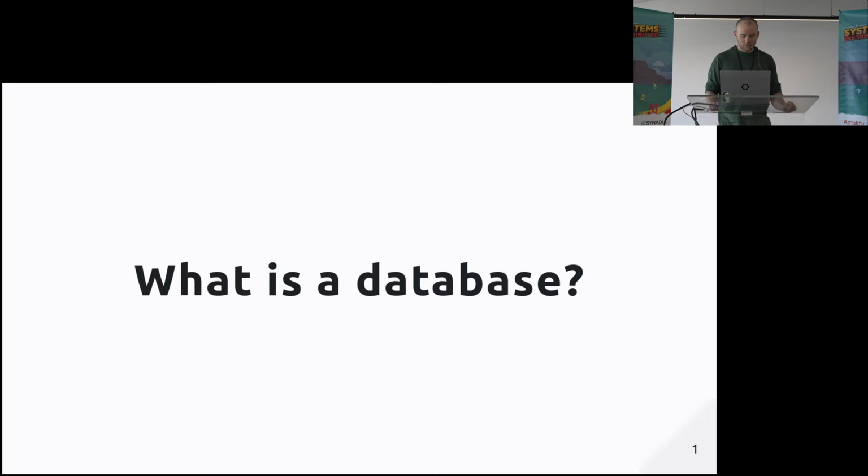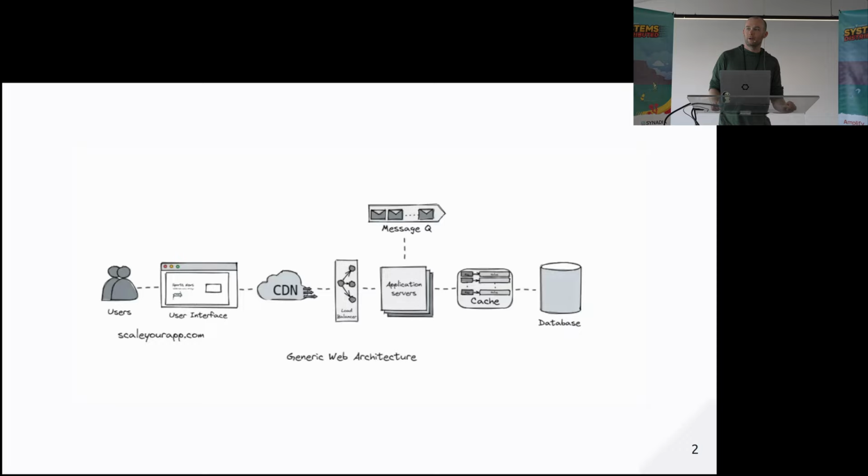I Googled web app architecture and I found a bunch of diagrams that look like this. So you can see there's the database over here, and there's a bunch of application servers over here. And we can ask, why are those different boxes? Why are those not just one thing? And who decides what work gets done in the database, what work gets done in the application server?